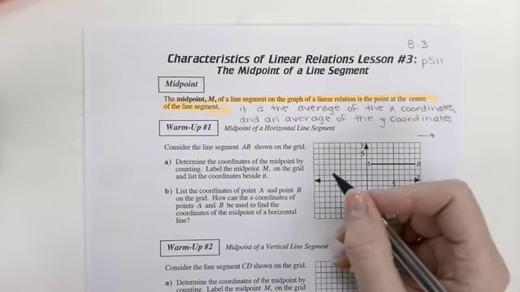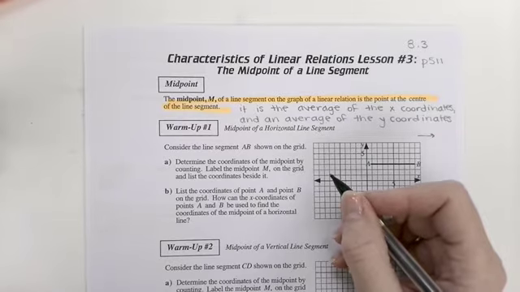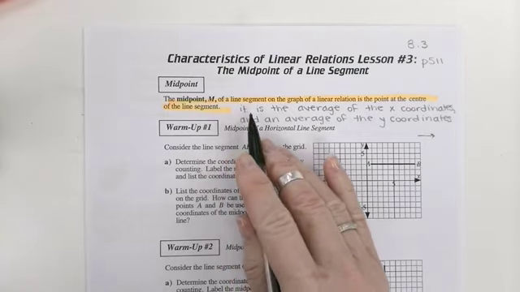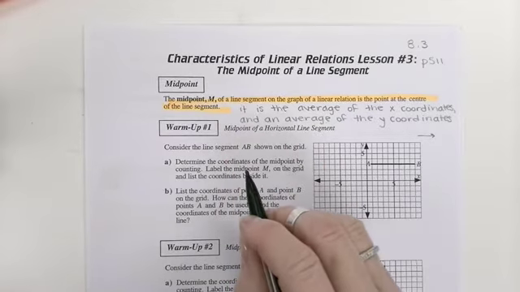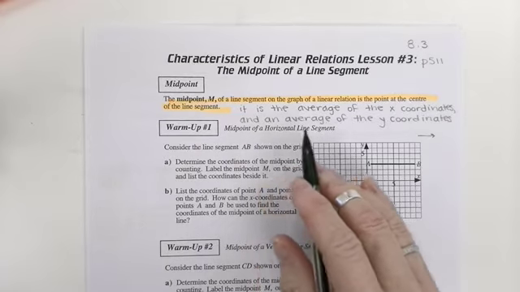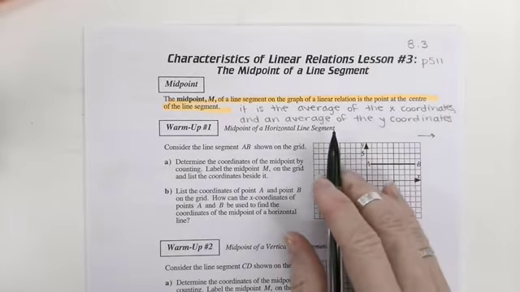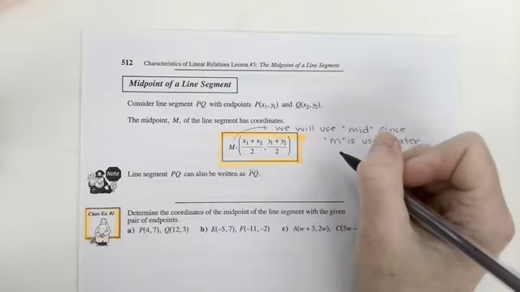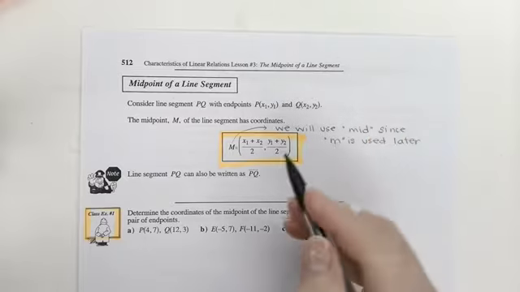Welcome! Section 8.3 is the midpoint of a line segment, and this is a nice short section as well. So the midpoint, M, of a line segment on the graph of a linear relation is the point at the center of the line segment. So what's going to happen is it will be the average of the x-coordinates, and it will be the average of the y-coordinates. Over the page, the midpoint formula is given.